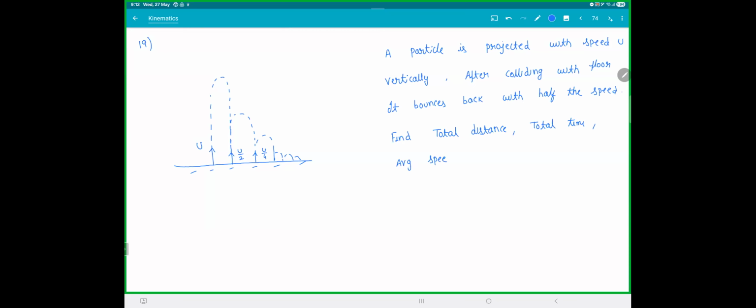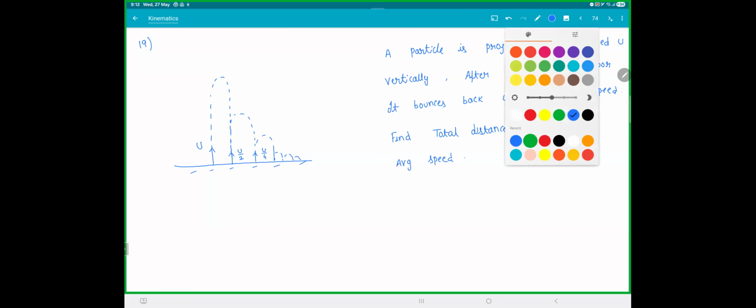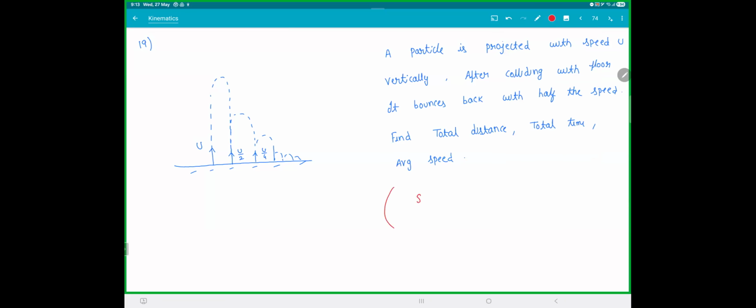In the exam, I will ask you average speed directly. In case someone forgot about it, I'll give you the formula for this. If you have infinite terms, this is the sequence A plus A into R power 1 plus A into R square, and so on till infinity. The sum of all these terms is given by A by 1 minus R. This is the formula for R less than 1. This is an infinite GP.